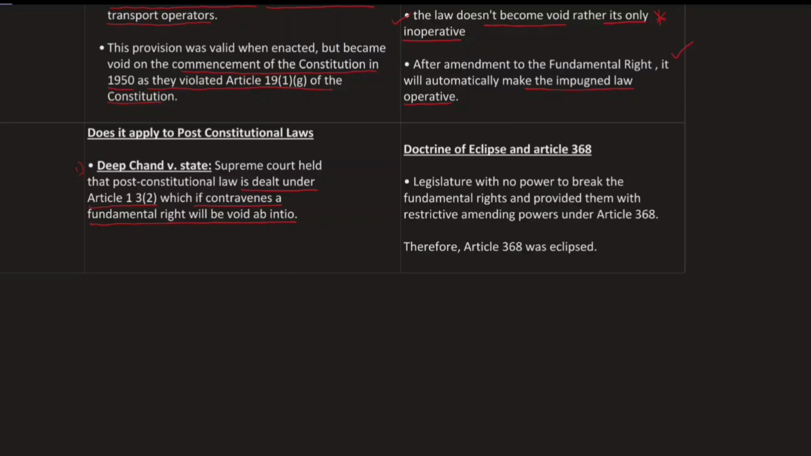Doctrine of eclipse and Article 368. The legislature, with no power to break the fundamental rights, was provided with a restrictive amending power under Article 368. Therefore, Article 368 was eclipsed.